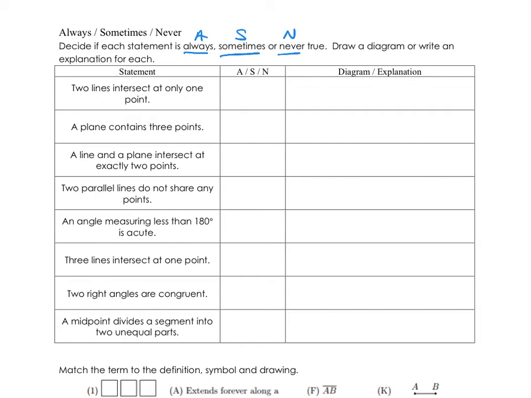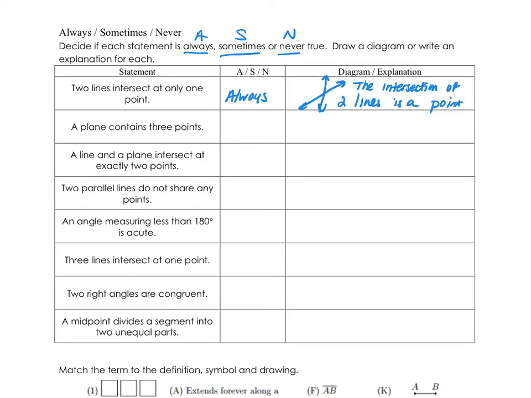The first statement says two lines intersect at only one point. So if I have two lines and they do intersect at one point, this is always true. So I'm going to write the word out instead of just writing the letter. We learned on our first day in class the intersection of two lines is a point. That's a theorem.